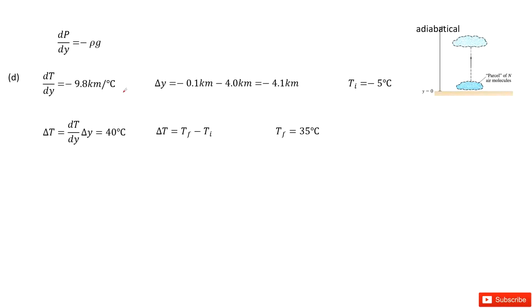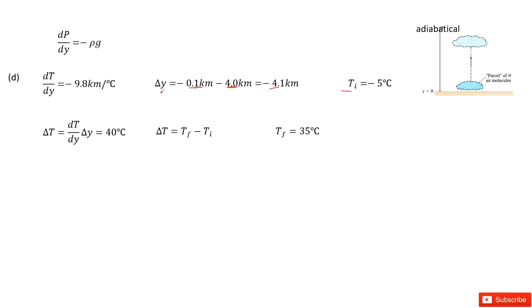After that, you can say it tells you the slope, right? You can consider it as slope is negative 9.8 kilometer per centigrade. And it also tells you the altitude changes. Delta y is the initial y1 initial position and the final position is given, so you can get delta y there. And the initial temperature is given, it asks you to find the final temperature.